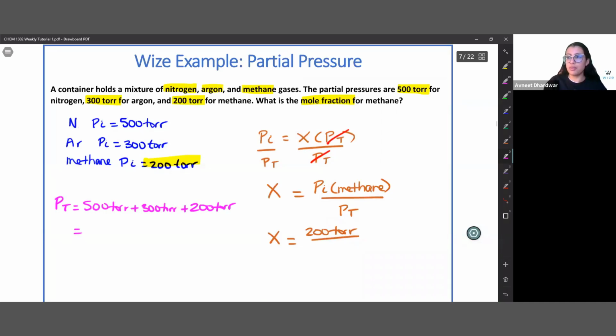And so you get 1,000 as your total pressure. Now that we've plugged in our partial pressure, we can plug in our total pressure, and you're going to be able to solve for X, or your molar fraction. Okay, so that's your answer for methane. This is the molar fraction for methane.